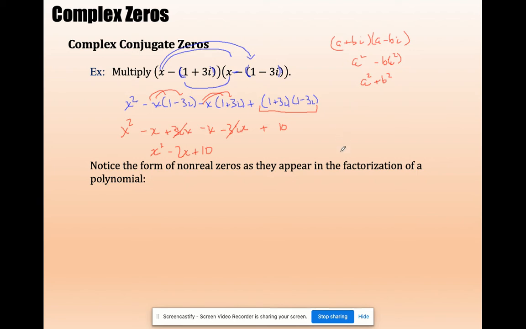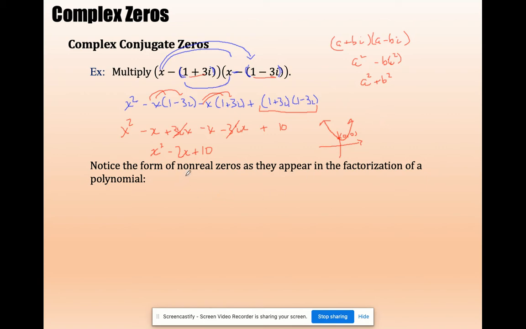A nice quadratic whose y-intercept is up here at (0, 10), and looks something like that. No x-intercepts because there were no real zeros, right?